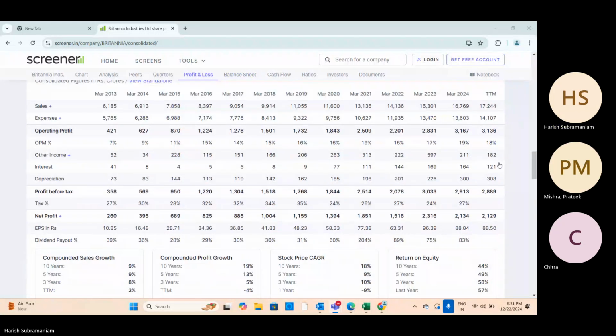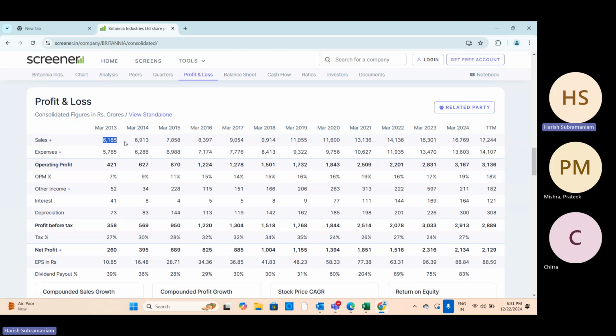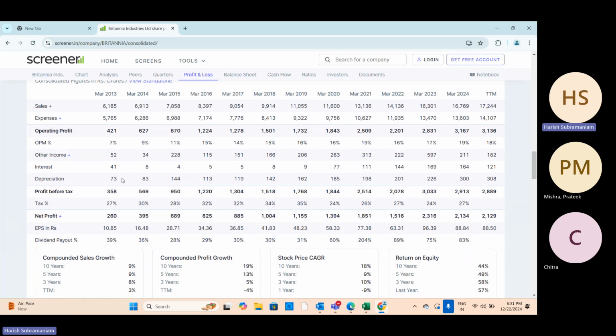Right. First thing is sales. For any good company, the sales has to continuously go up over a period of time. If the sales of a company continuously goes up, that's a very positive sign. It means the company is expanding, it is capturing more and more of the market. But at the same time, it is not sufficient for the sales to just continuously go up. The profit also should continuously go up. The company should be more and more profitable, right?